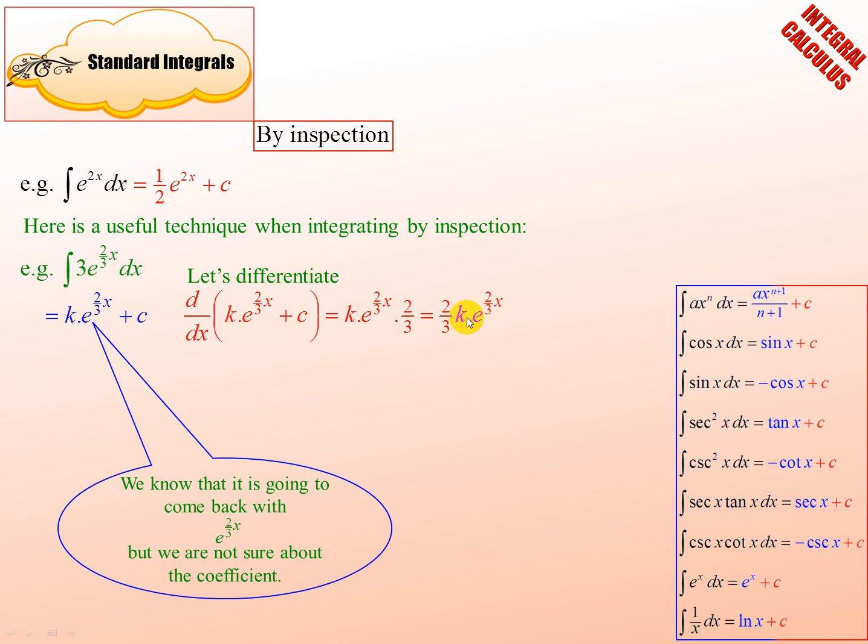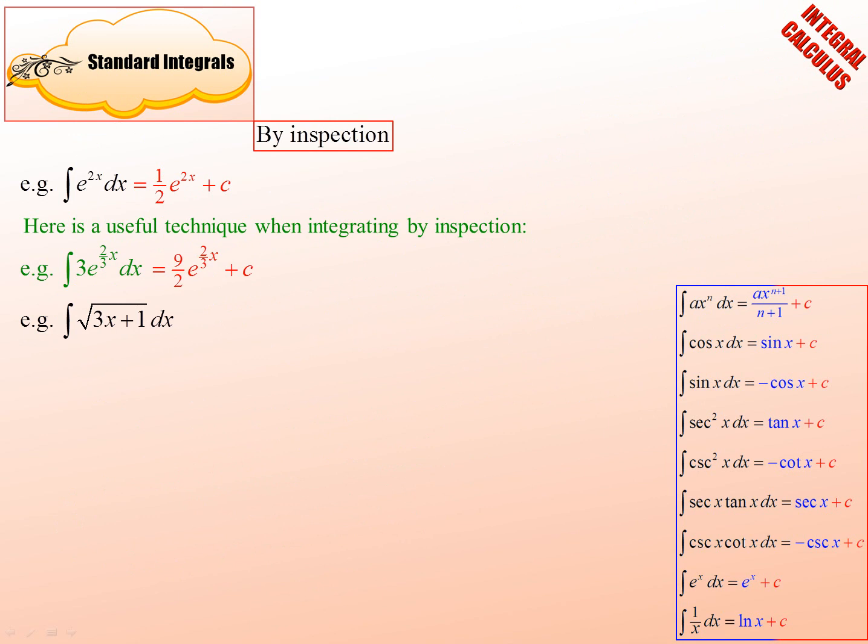So the derivative of this is that there, and I'm going to compare that to what we're integrating because they should be the same. Well, we have e to the 2/3 x in both cases, meaning that 2/3 k must equal 3, giving us k is 9/2. So there's our integral, 9/2 instead of k, and we have our integral.